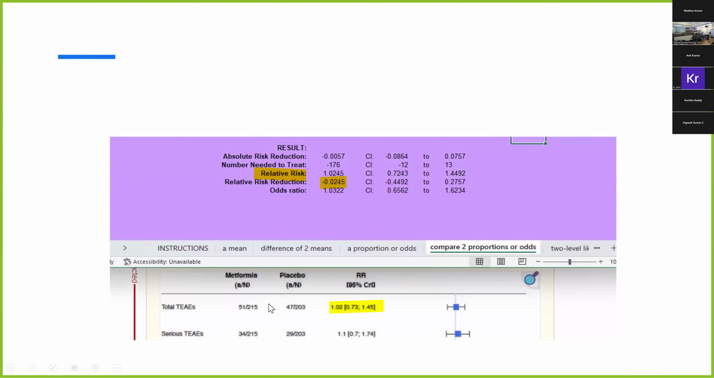And we also tried applying the Pedro tool to the incidence of adverse events. When we entered the event rates of adverse events in the metformin and the placebo group, we found that the relative risk that was calculated was also similar, with the confidence interval also similar to what was reported in the study.